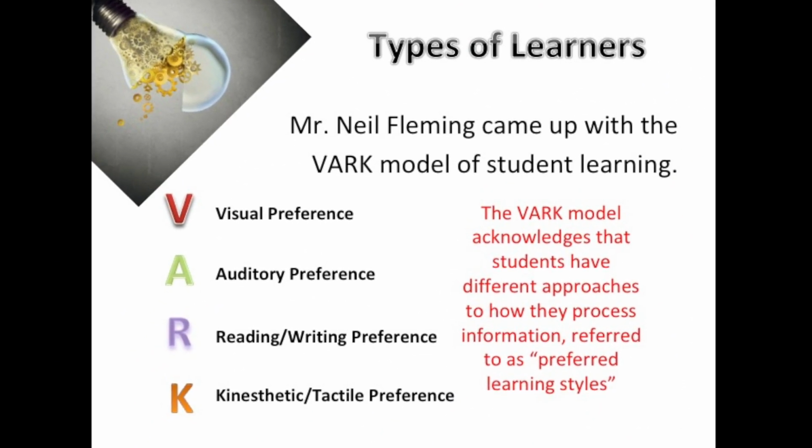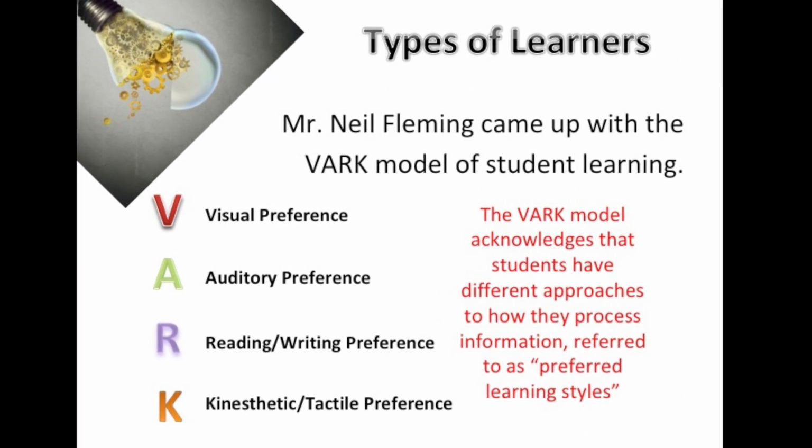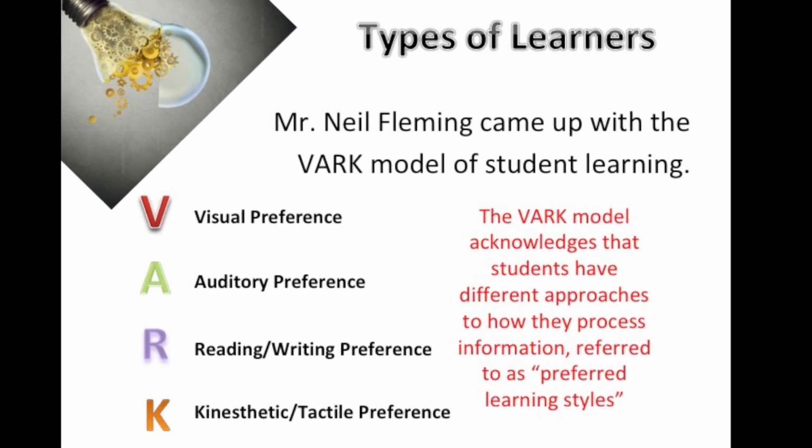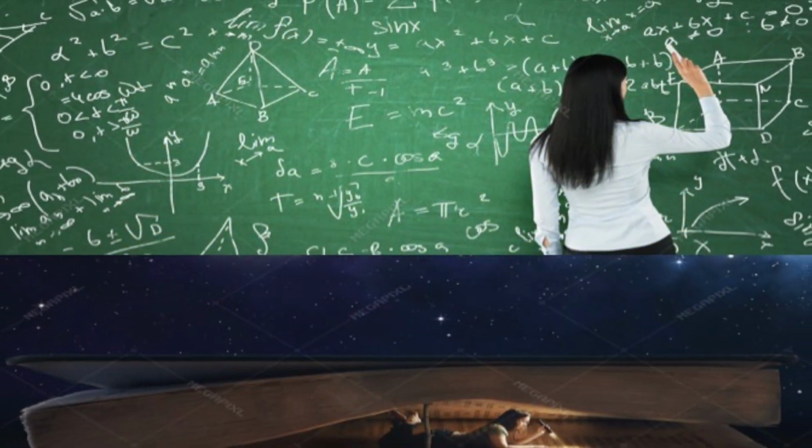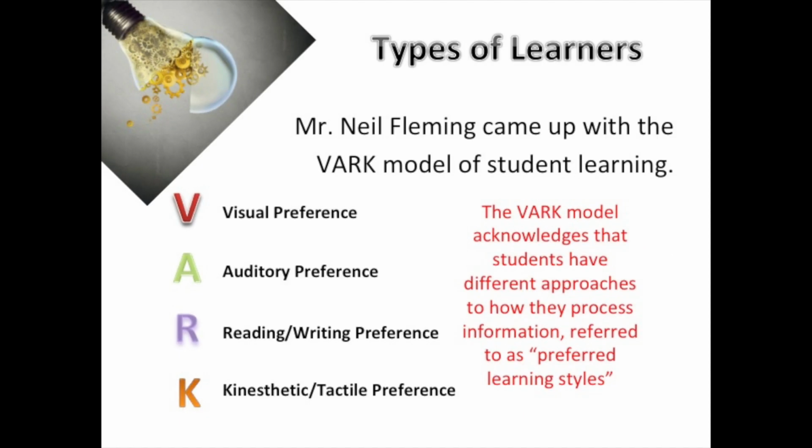Now, according to Mr. Neil Fleming, he has come up with the VARK model of student learning, and he has come up with 4 types of learners. There's the visual preference learners, the auditory preference, reading and writing preference, and the kinesthetic or tactile preference learners. The VARK model acknowledges that students have different approaches to how they process information, referred to as preferred learning styles.